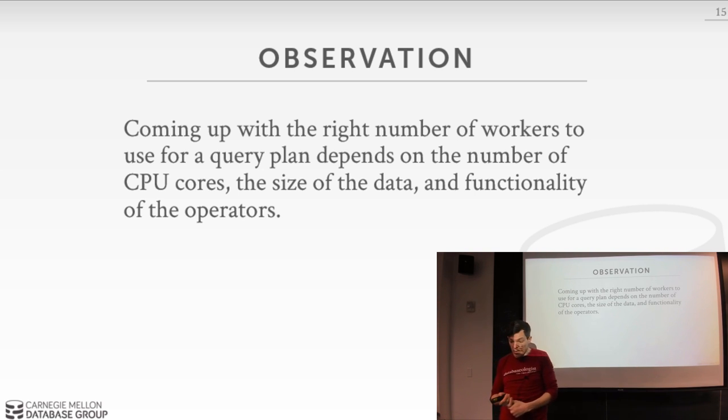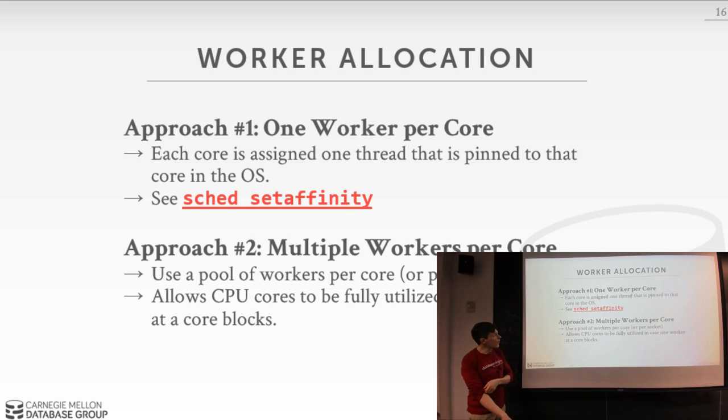So the first question we have to deal with is how we're going to allocate or assign workers to our CPU cores. The first approach is to have one worker per core. Basically, you have a fixed number of cores in your system, and you have one thread dedicated to that one core, and no other thread can run on that core at the same time. This is what we used in H-Store and VoltDB.